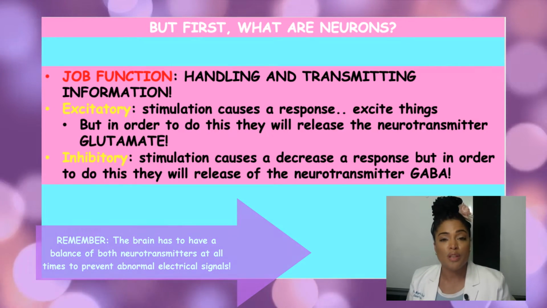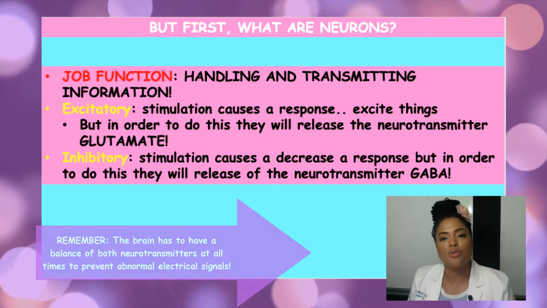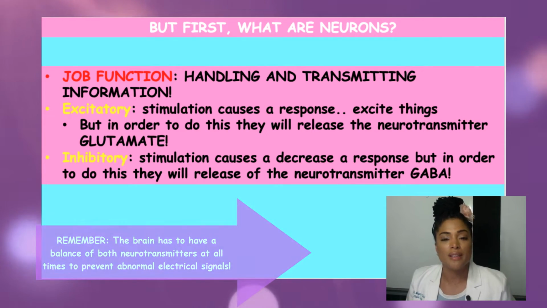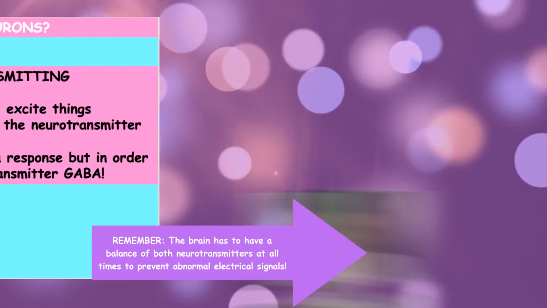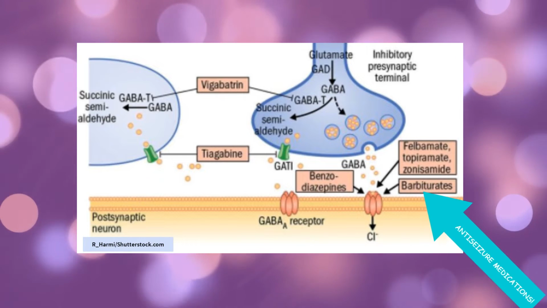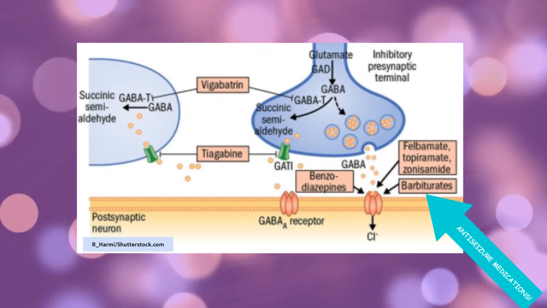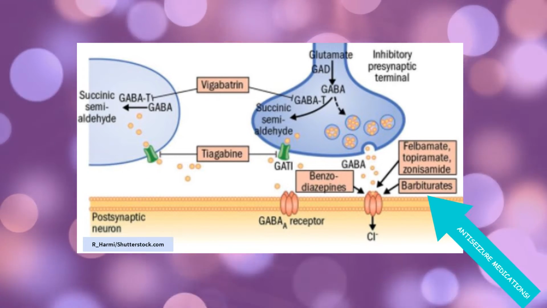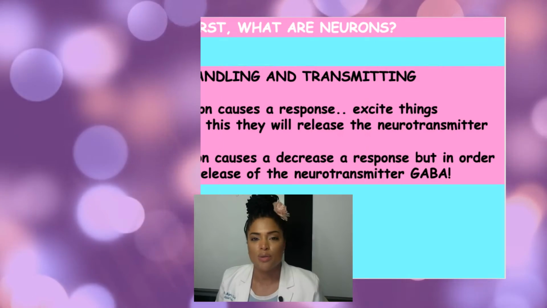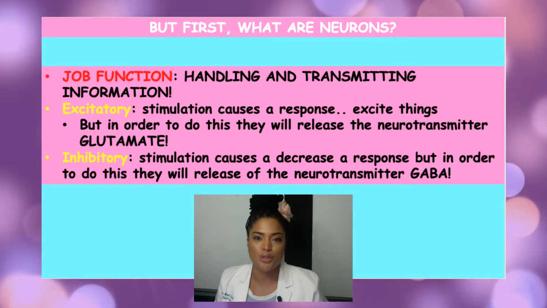So we have to treat the patient in a way that's going to create a balance between GABA and glutamate. And this is where anti-seizure medications such as barbiturates come in. They target the inhibitory neurons and stimulate them in order for them to release GABA. That's going to decrease that overstimulation that has been caused by the excitatory neurons releasing too much glutamate.